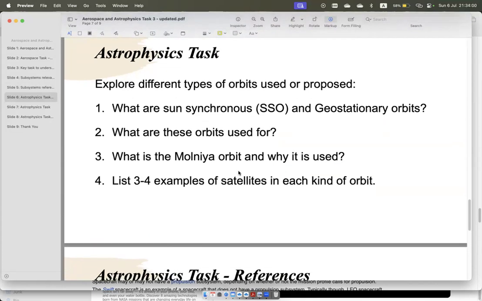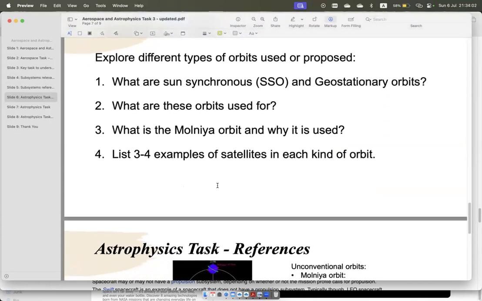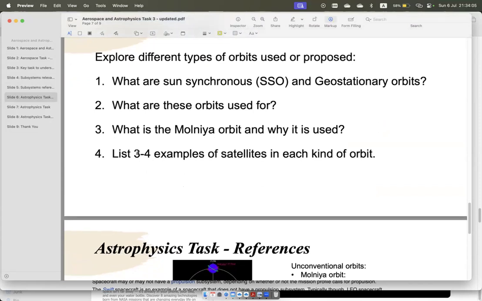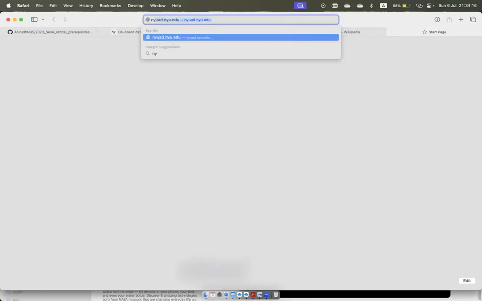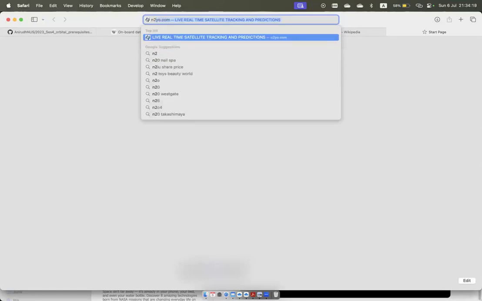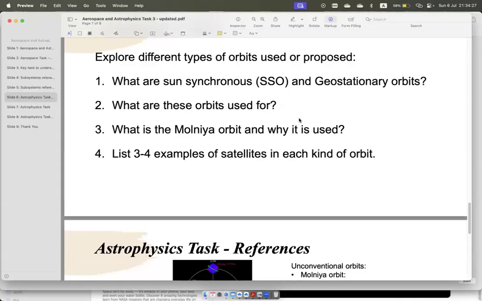What is the Molniya orbit and why is it used? Give three or four examples of satellites in each kind of orbit. You can get these from the same link that I shared last time, where you can view all the satellites that are in space and that have been launched recently. It's N2YO.com. There you can see a lot of satellites. Once you understand what Molniya orbits and all these things are, you can do a quick search of which satellites are in each orbit, for any three or four examples.